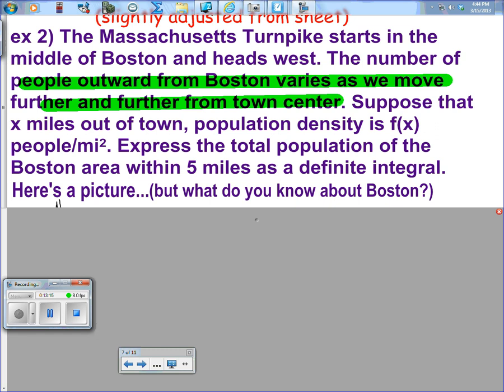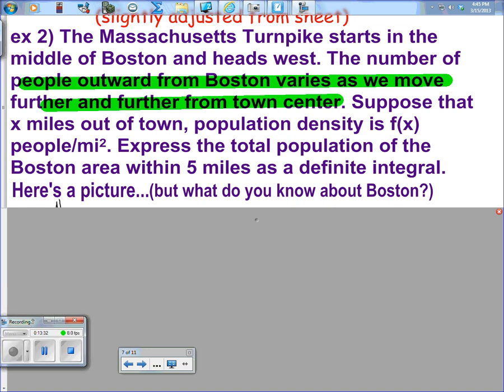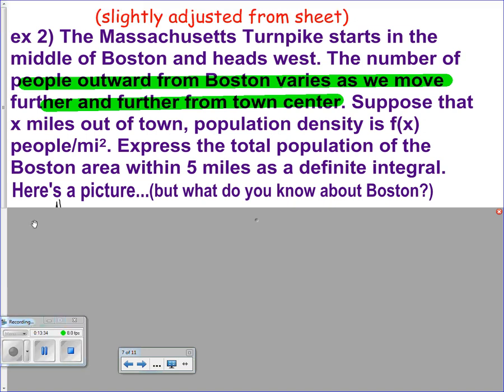Talk about what you know about Boston. On your note sheet, I have drawn a bunch of rings. Is that with Boston center in the very, very center of that circle? Is that really the way Boston looks? Hopefully many of you know Boston is a coastal city, so it really doesn't quite look like that.